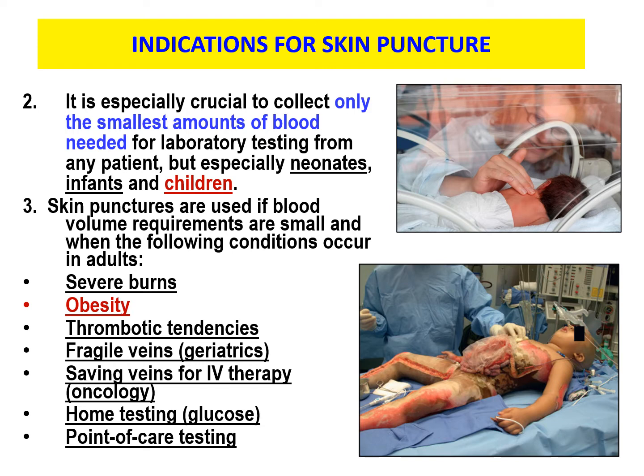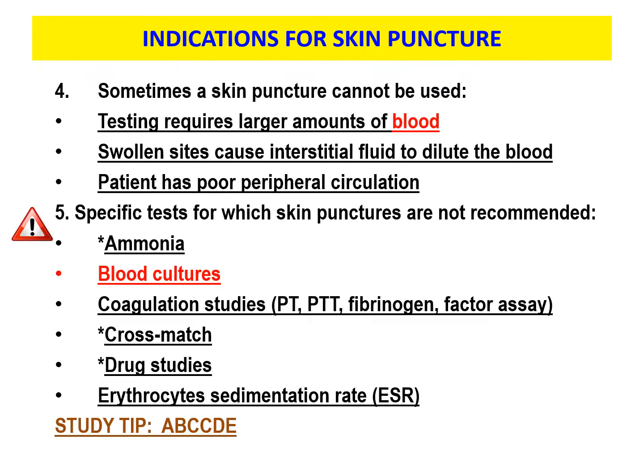Also, skin punctures are used if the blood volume required is small and when the following conditions occur in adults. There they are, everything from that sad picture of a severely burned child, to having trouble collecting blood from a patient who is morbidly obese, all the way down to point of care testing. When we talked earlier about diabetic patients and those glucose monitors where they can monitor their glucose constantly, that would be one of the real reasons to use skin puncture. But make sure you're aware of all the reasons listed on the screen here.